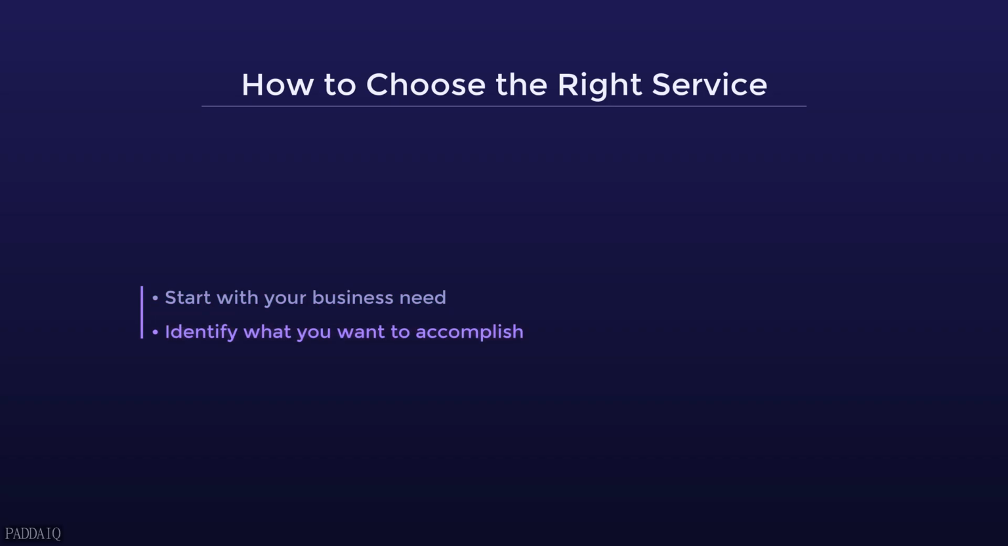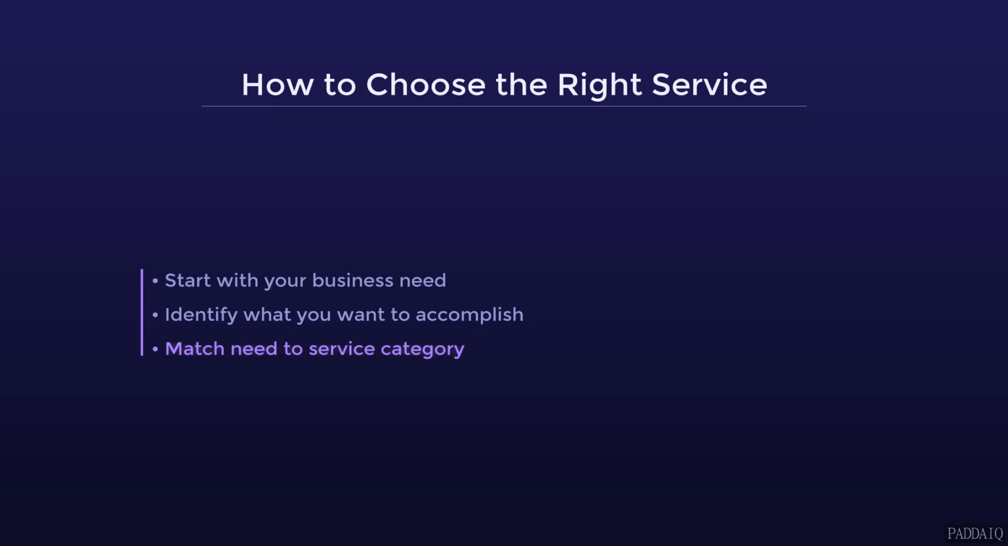Identify what you want to accomplish. This means clearly defining your business goal before selecting any service. For example, if you need to send automated notifications to customers, that's your specific objective. Starting with this clarity ensures you pick the service that directly meets your needs.